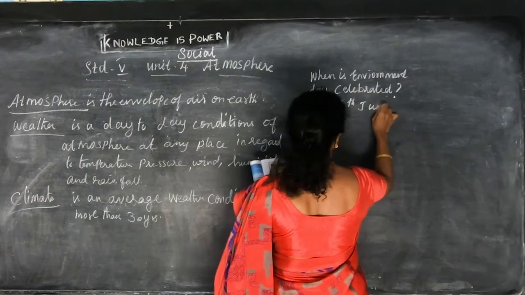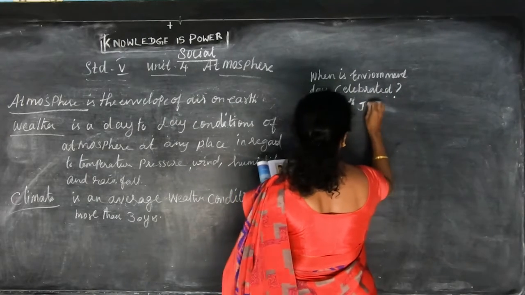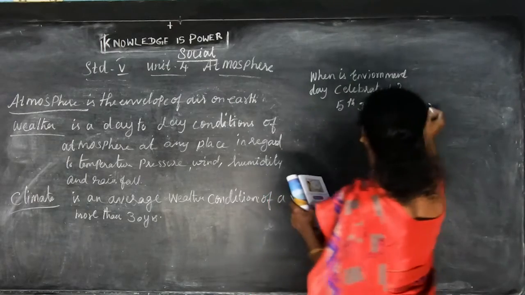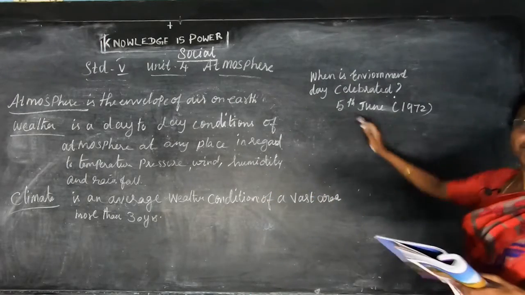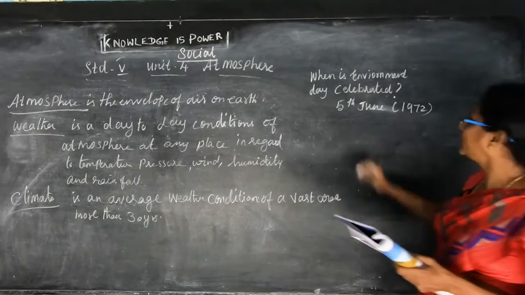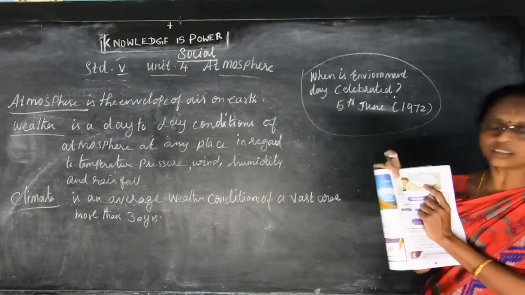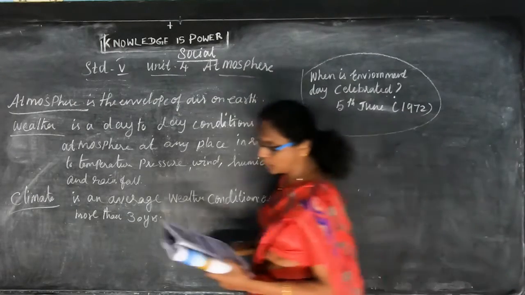So in which year did they start this? In 1972 they started to celebrate 5th June as World Environment Day. Okay, so make a note of this in that box on the page. Now, composition of air.